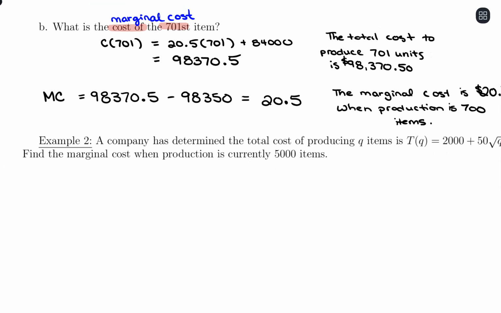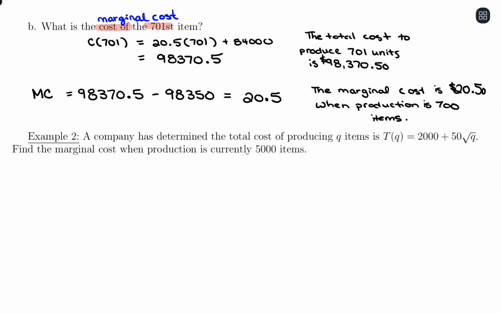Let's look at a case that's not linear. So this one we have a square root in our function. A company has determined the total cost of producing Q items is T of Q equals 2,000 plus 50 times the square root of Q. And we want to find the marginal cost when production is currently 5,000 items. So basically we're looking at this interval where we want to compare 5,000 to 5,001.